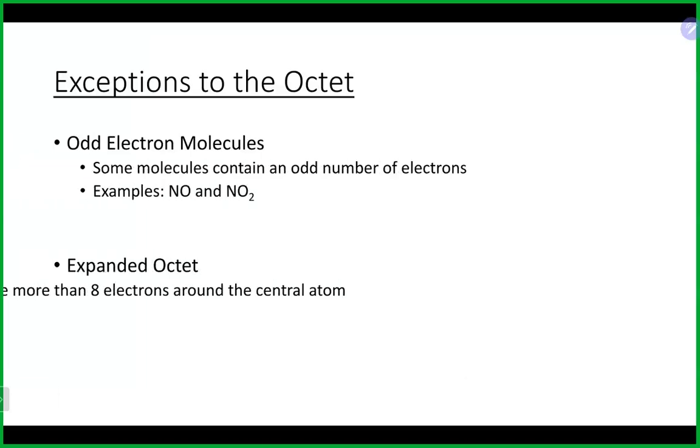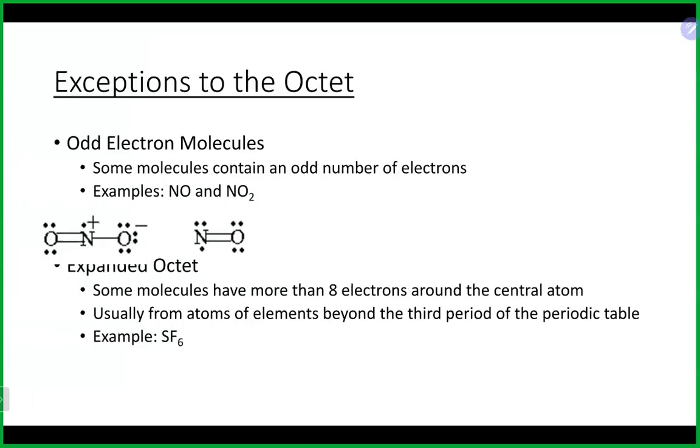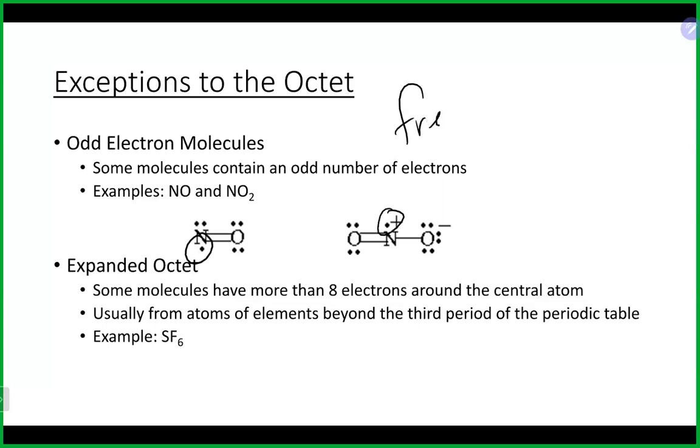Another exception to the octet rule is an odd number of electrons. So that's a situation like NO or NO2. If you count up the valence electrons in NO, that is 5 and 6, which is 11. So that's an odd number. What that ends up being is we will have one unpaired electron. That is sometimes referred to as a free radical. Perhaps you've heard of that. Free radicals are molecules that have one unpaired electron.